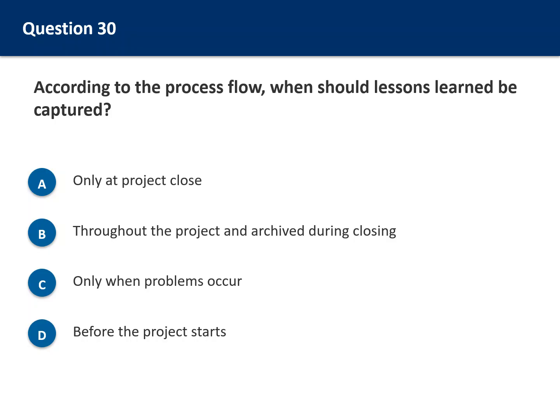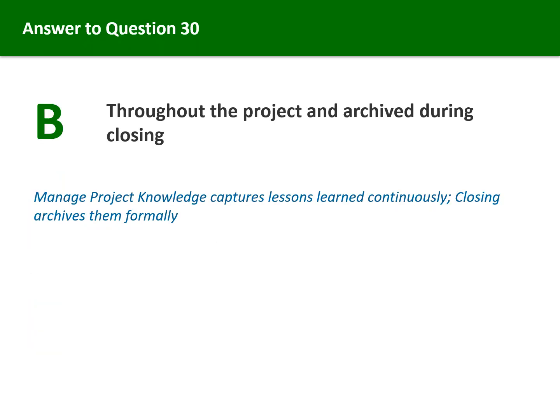Think about continuous improvement. The correct answer is B. Lessons learned should be captured throughout the project, not just at the end. The Manage Project Knowledge process in executing captures lessons learned as they occur, enabling the team to apply improvements immediately. During the closing process group, lessons learned are formally archived in the organizational repository for future projects. Waiting until project end to capture lessons learned results in lost knowledge and missed improvement opportunities.